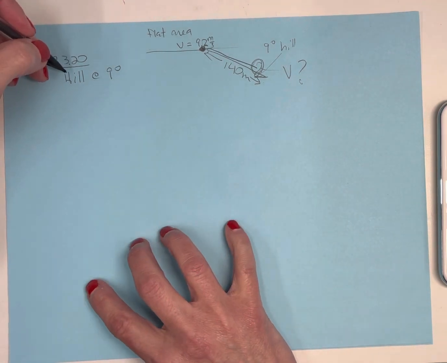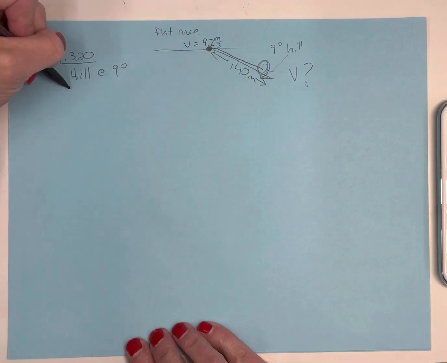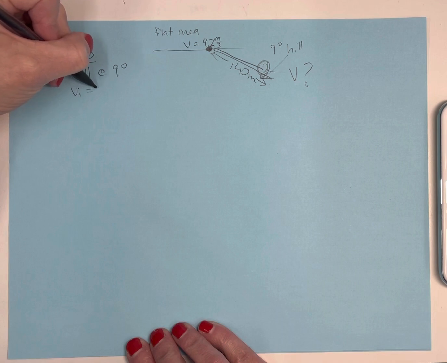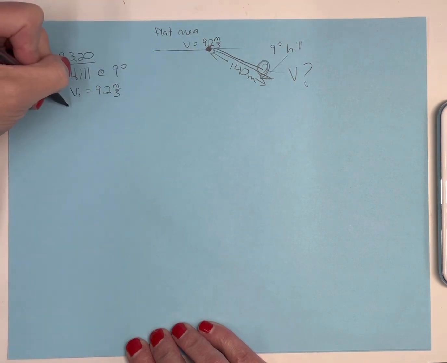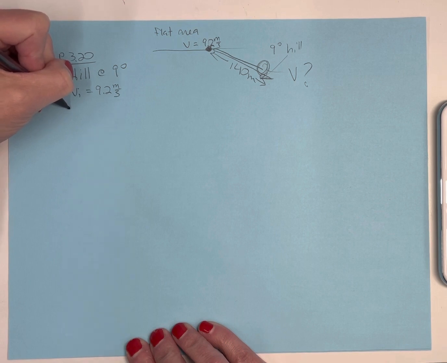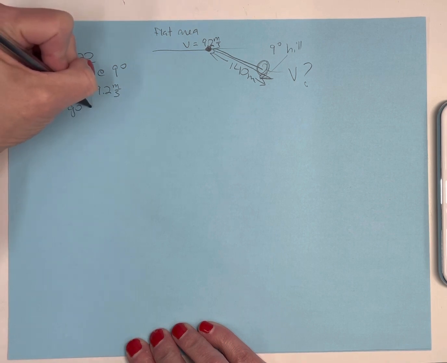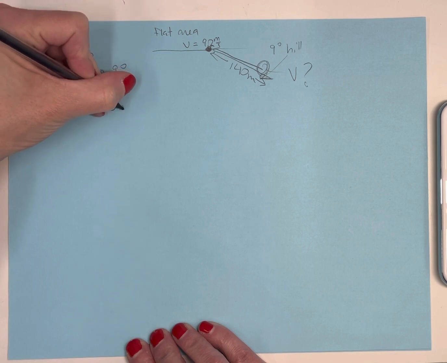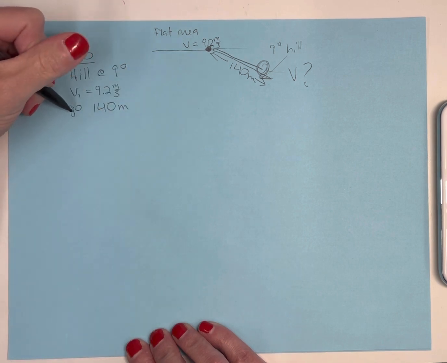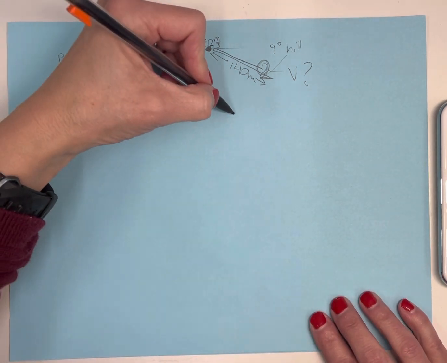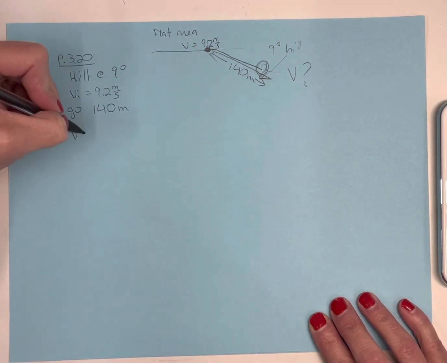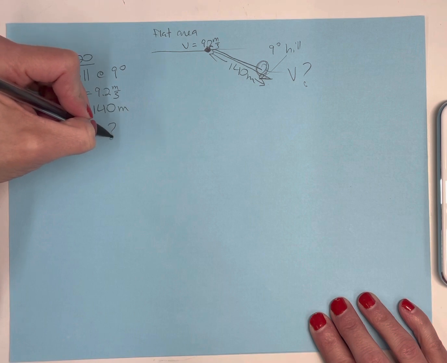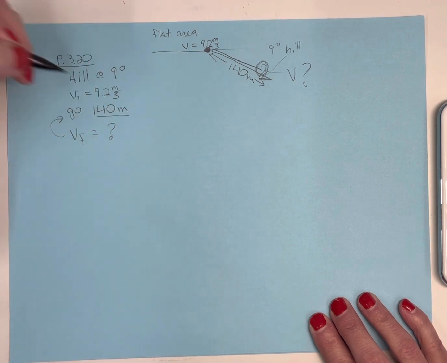So we know there's a hill at 9 degrees. We know that the initial velocity is 9.2 meters per second. And then we know as we're going down the hill, the person goes 140 meters. Do you remember when we talked about how we want to know what that final velocity is, or the velocity after this distance? So how are we going to be able to find that out?